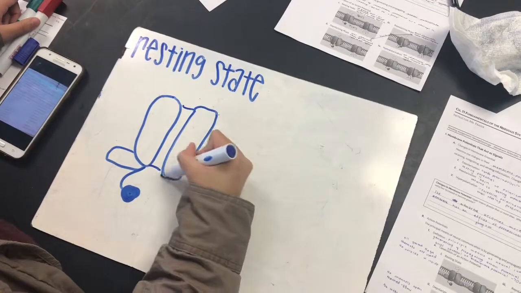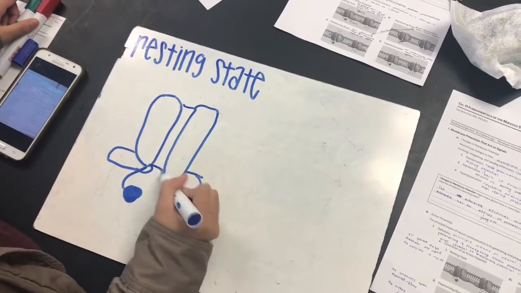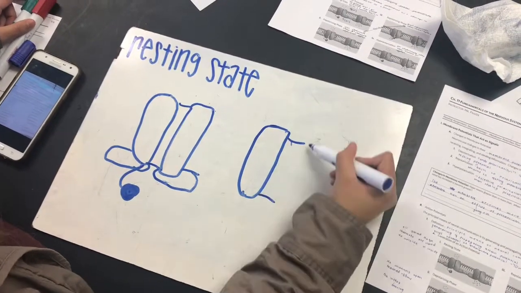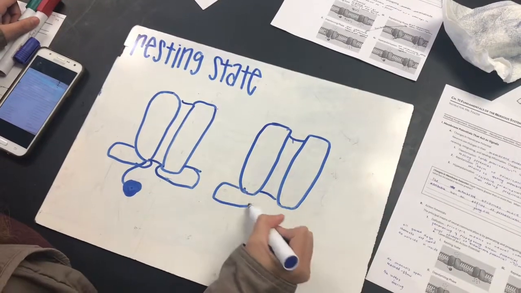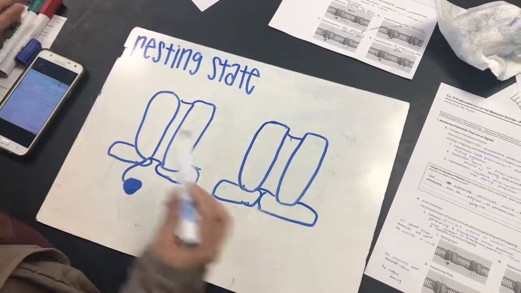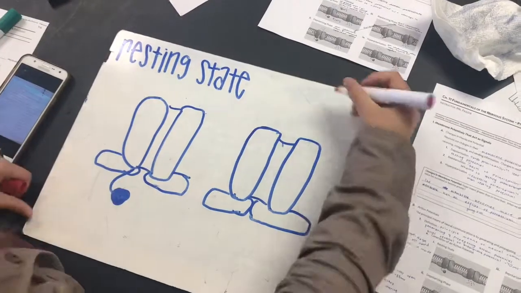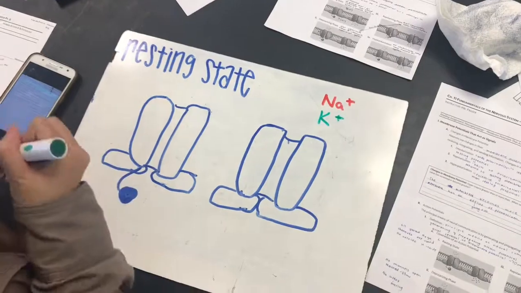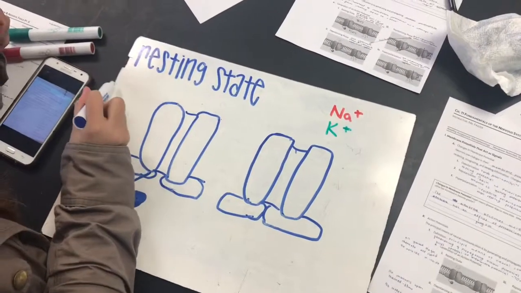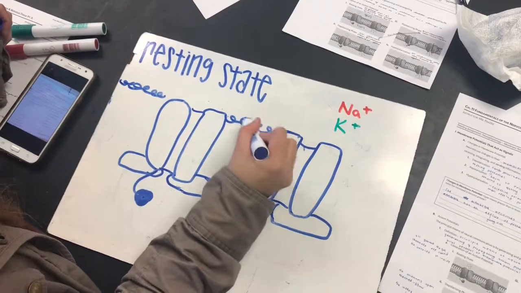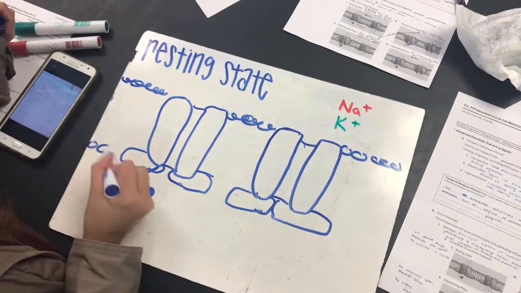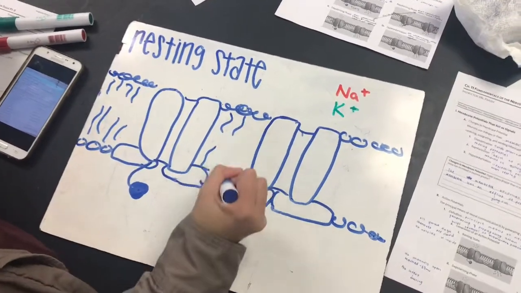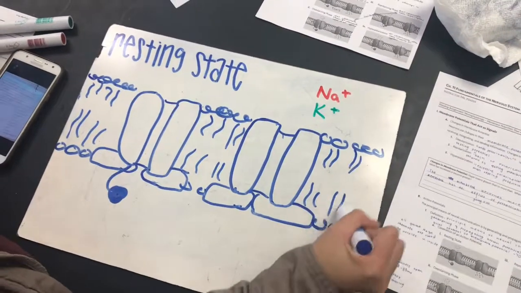Okay, so here you will see our ion-gated channels for sodium and potassium that are embedded into the neuron membrane. During resting state, both of our channels are closed, and there is a higher concentration of sodium outside of the cell and a higher concentration of potassium inside of the cell. And this is maintained by the sodium-potassium pump, which uses active transport to pump 3 sodiums out and 2 potassiums in.